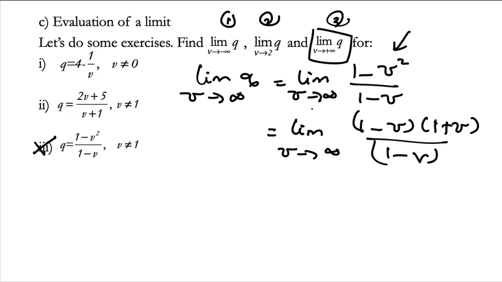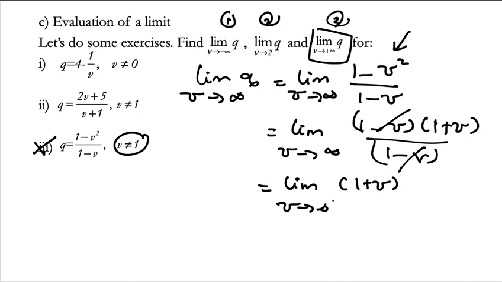Okay, is it clear? Now remember, the condition is that V cannot be equal to 1, because if V equals 1 here, then the denominator becomes 0 and it can't be solved. Alright, now if you look here, you have a common factor, so cancel it out. So you are left with the limit of 1 plus V as V approaches infinity. Now because V is defined as infinity, then you can start solving it. The limit of 1 plus infinity as V approaches infinity is actually infinity.